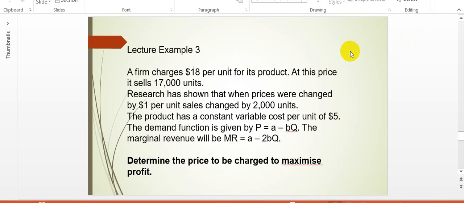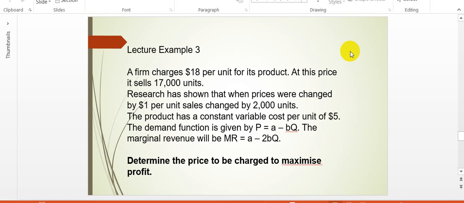We apply that in an example question. A firm charges $18 per unit for its product. At this price, it sells 17,000 units. Research has shown that when prices were changed by $1 per unit, sales changed by 2,000 units. The product has a constant variable cost per unit of $5.